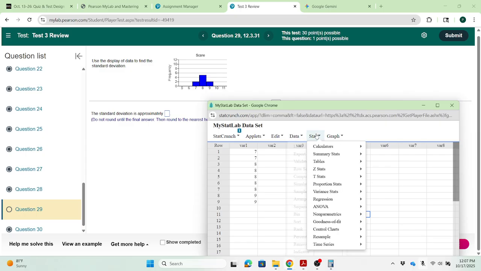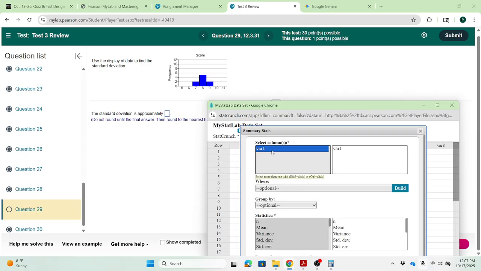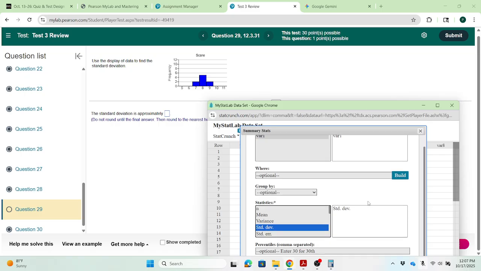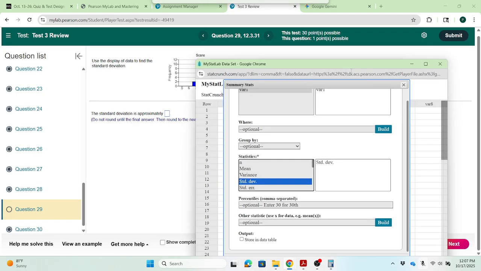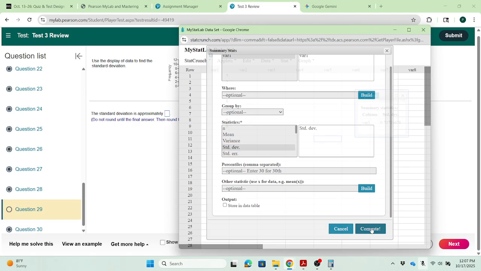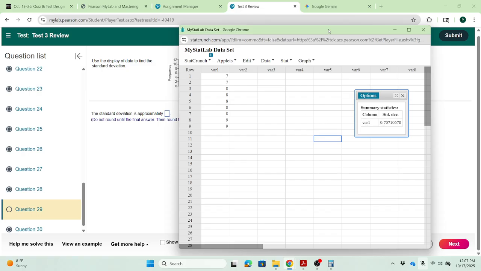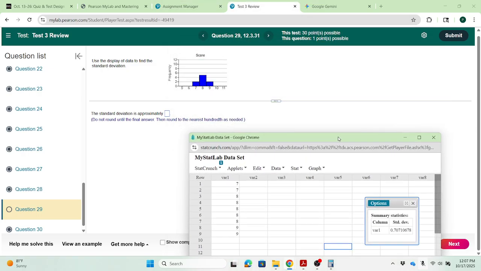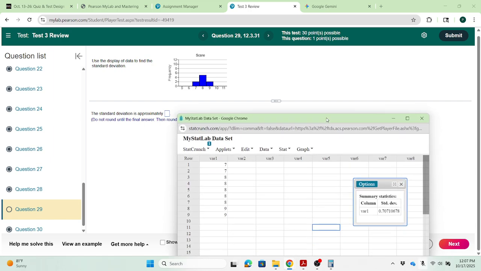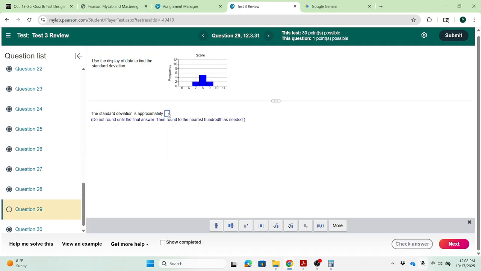So now I can go to Stat, Summary Stats. For a small data size like this, I can just type it manually and find the standard deviation. Okay, compute. So the standard deviation is 0.7071, to the nearest hundredth, so that means 0.71. From here, the standard deviation is 0.71.